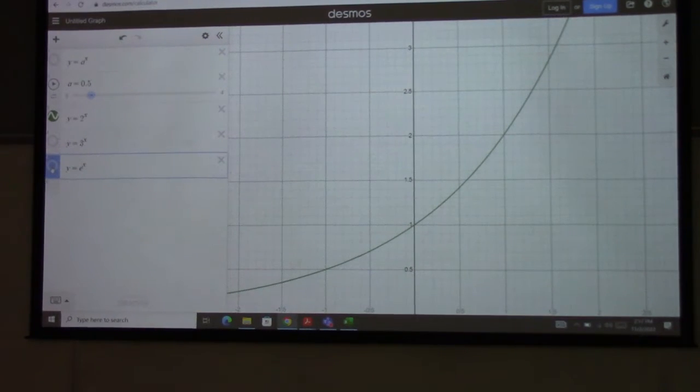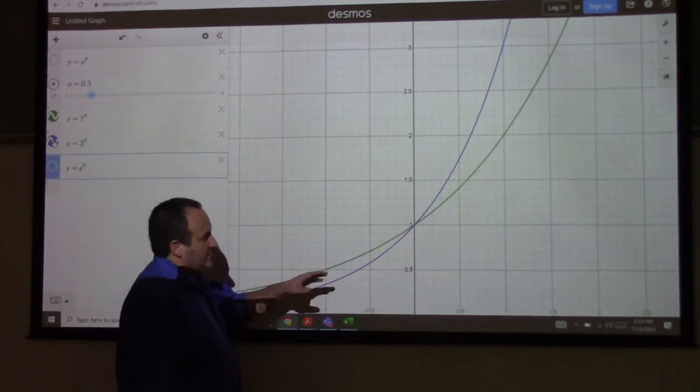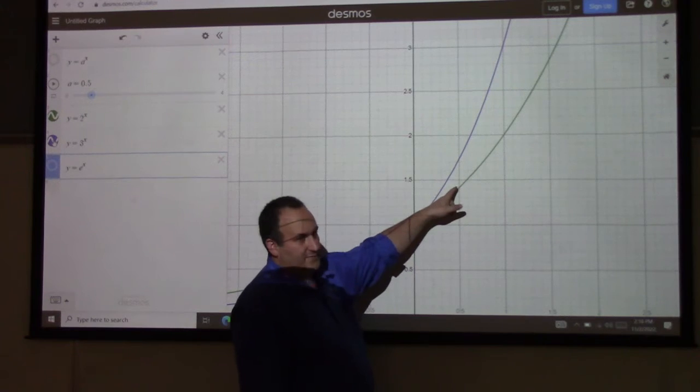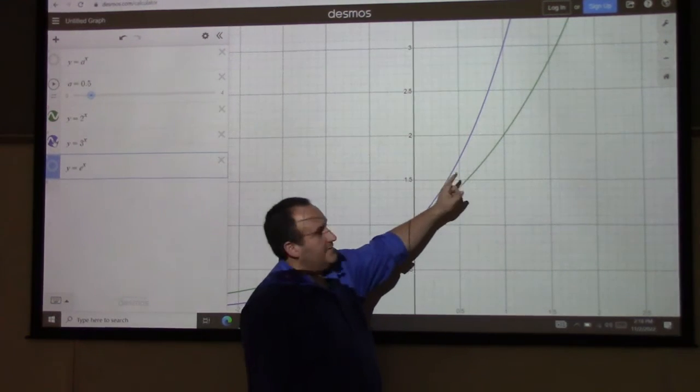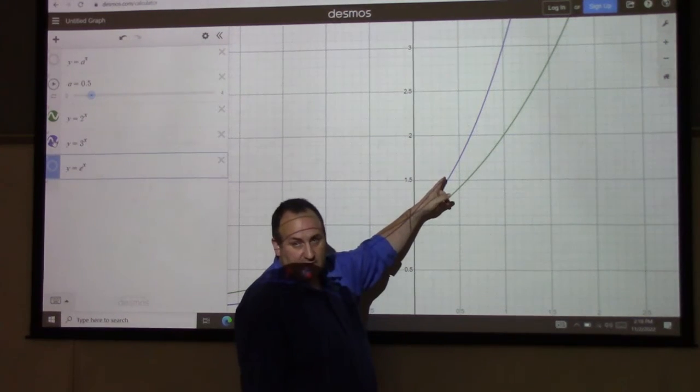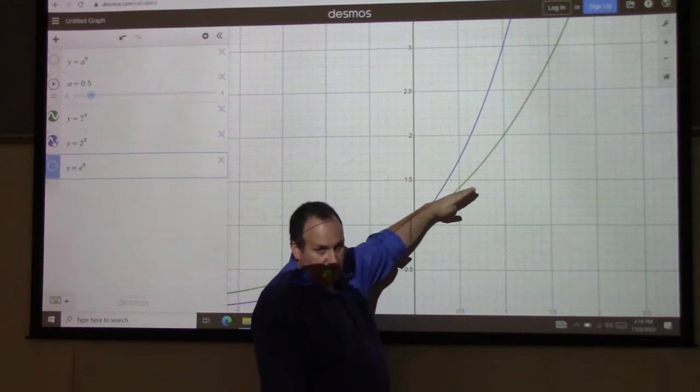So, great. What does 3 to the x look like? Well, I'll click this button right here. It looks like that. So the 3 to the x is blue. Does this make sense? If you take 2 and raise it to a positive power, it's smaller than 3 raised to the same positive power, right? That makes sense. 3 to the x is over 2 to the x.